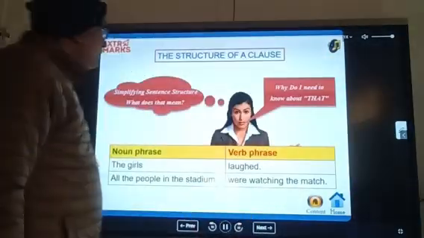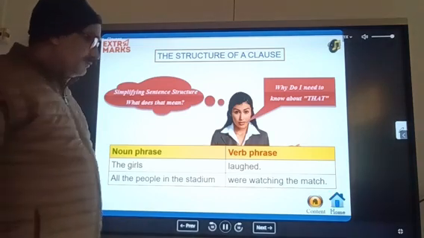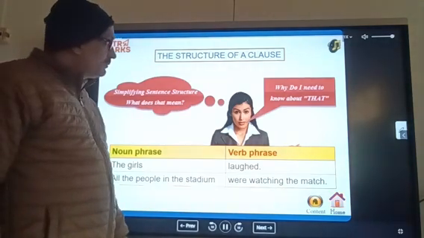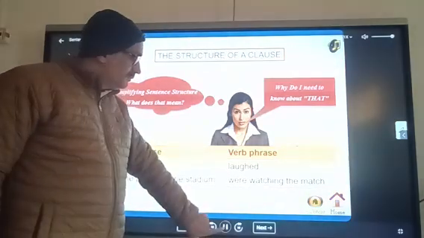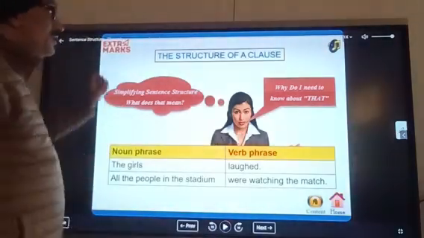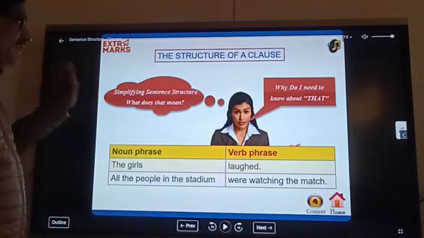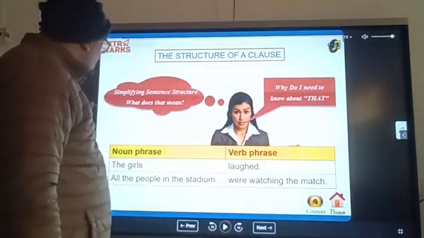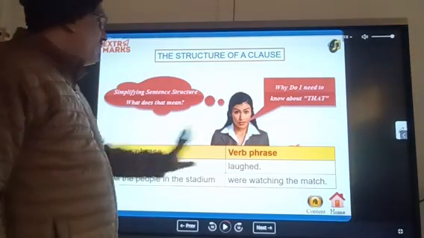The structure of a clause. All clauses in English have at least two parts, a noun phrase and a verb phrase. Simplifying sentence structure, what does that mean? Why do I need to know about that? Noun phrase, verb phrase, okay?